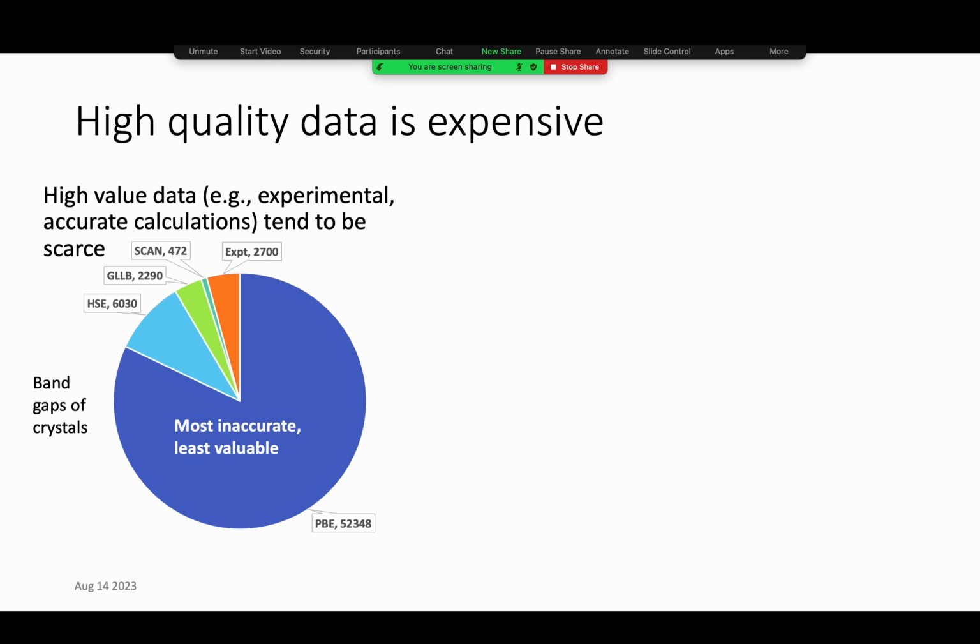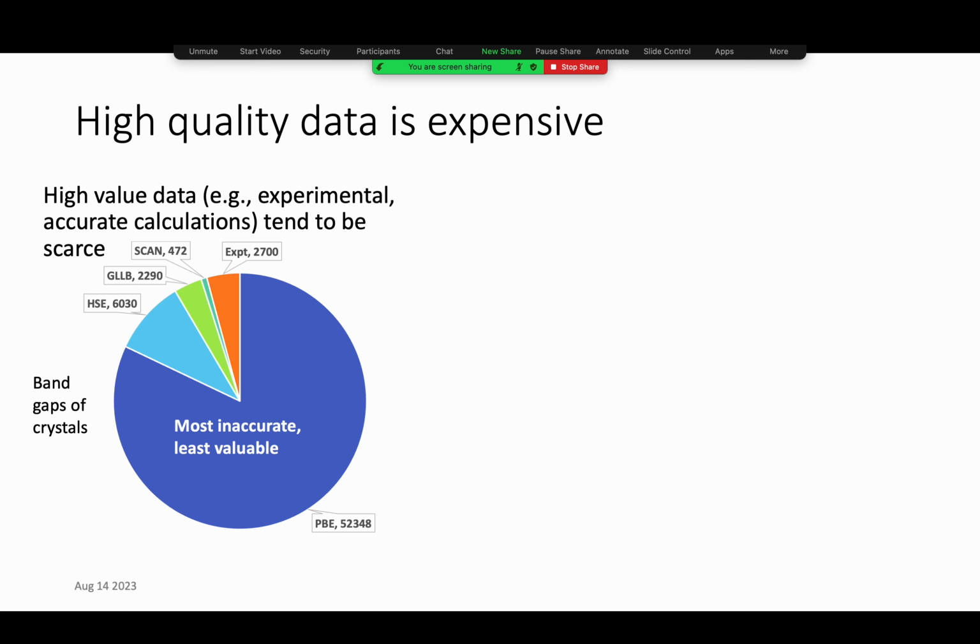Now, another way in which we can address the data problem is through multi-fidelity models, right? It is a truism that we all know in material science that high quality data is expensive to get, right? If you want an accurate band gap, you can do an HSE calculation, which is several orders of magnitude more expensive than your standard PBE calculations. You can also do it experimentally, which is even more expensive, right?